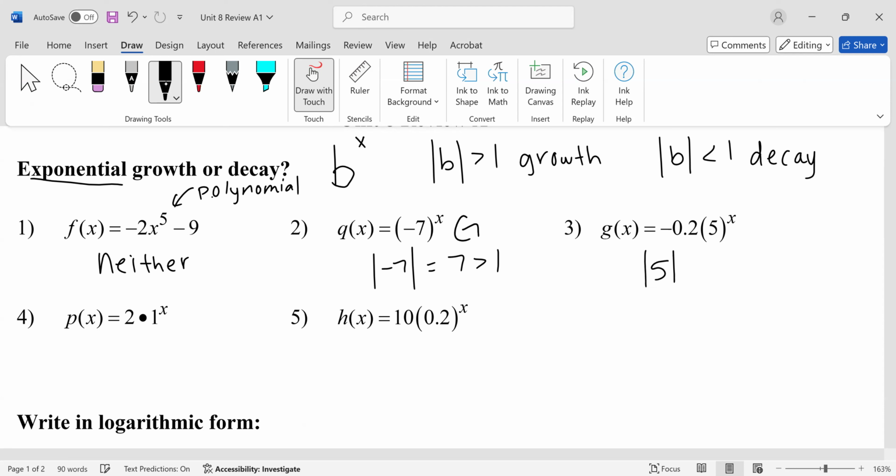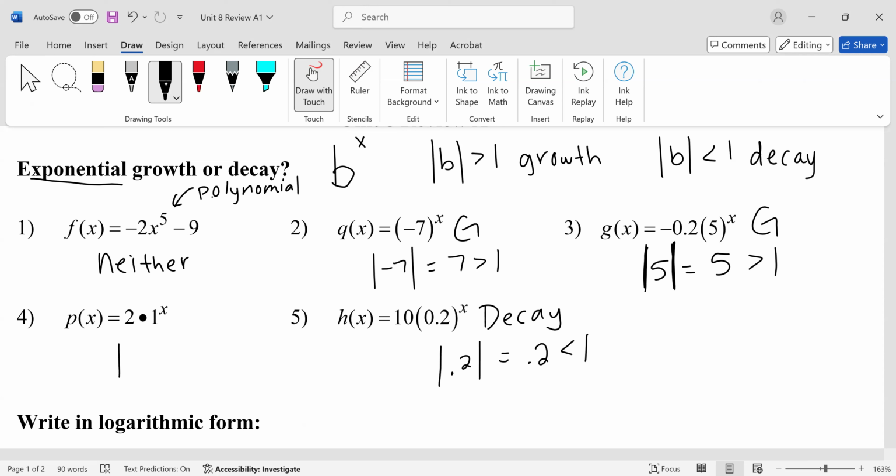5, what's the absolute value of 5? It's just 5. Basically, guys, these absolute value symbols, these bars make everything positive. Okay? So this is greater than 1, this is growth. Absolute value of 0.2, that's just 0.2, and that's less than 1, so this one is decay. Okay, my base here is 1. That means it's neither. It needs to be greater or it needs to be less, not equal to. So this one's neither. It either needs to be greater than 1 to be growth or less than 1 to be decay. Okay, any questions on this first part?